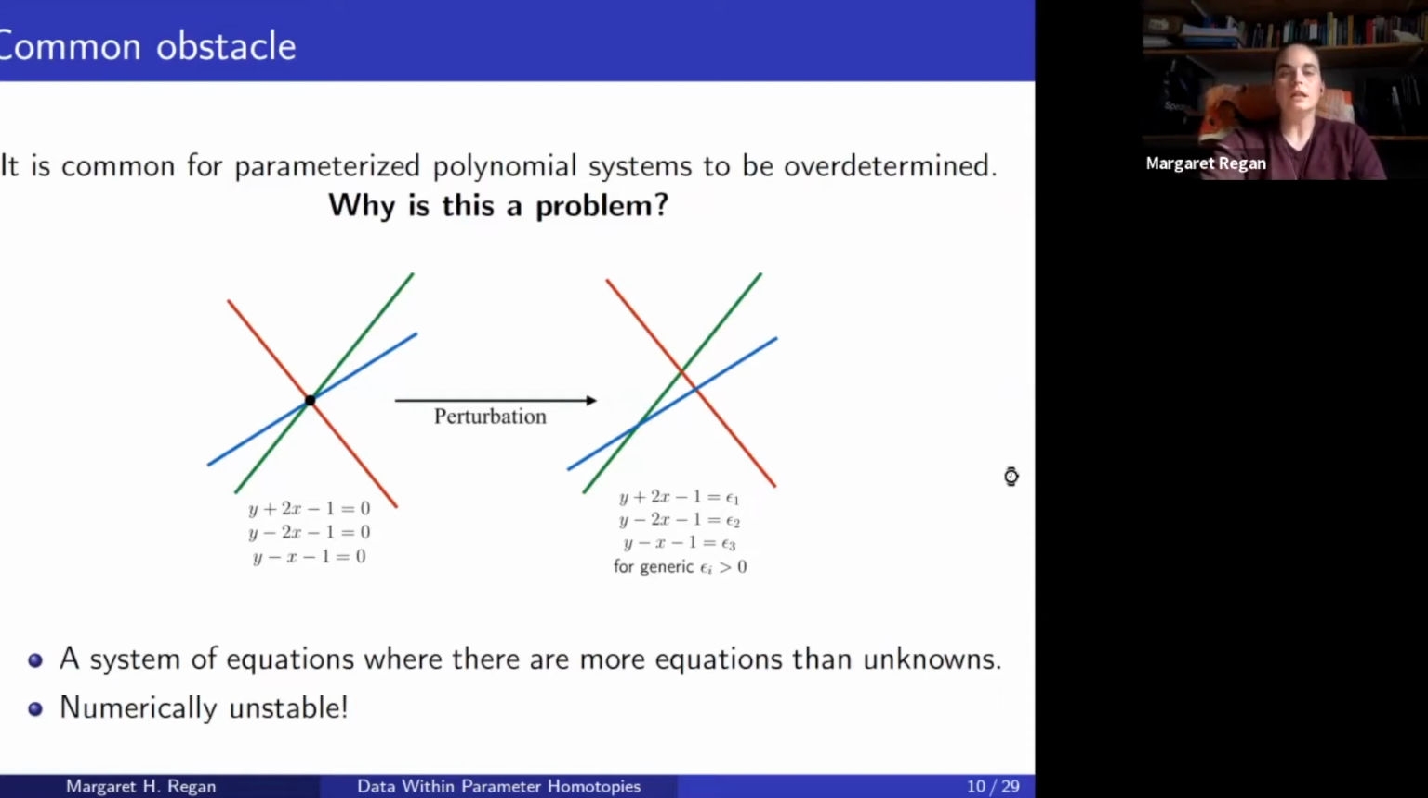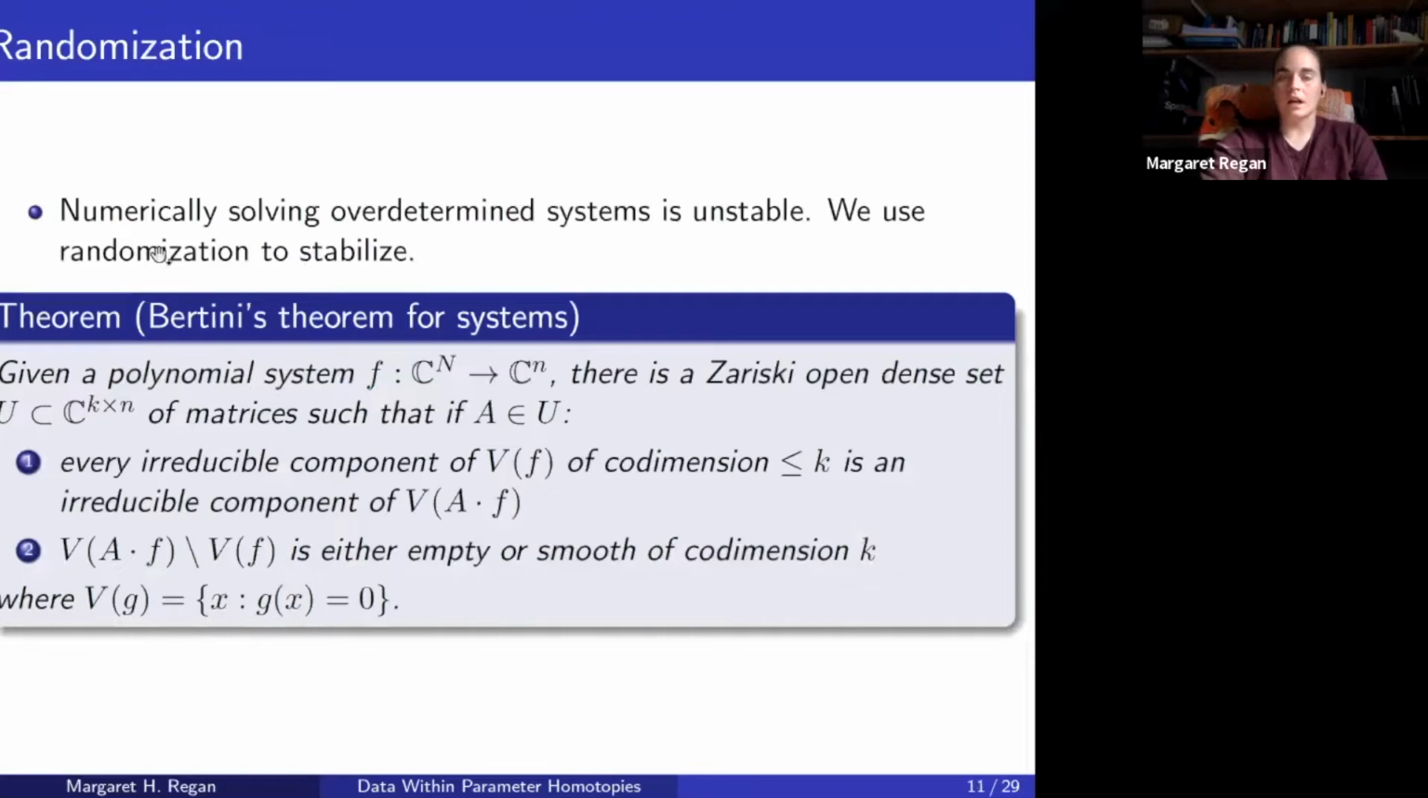And so let's just look at how we can do that, why that is possible. And so for overdetermined systems, since we're solving numerically, we want to use a technique called randomization to stabilize.